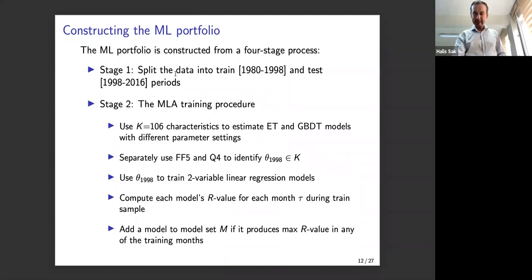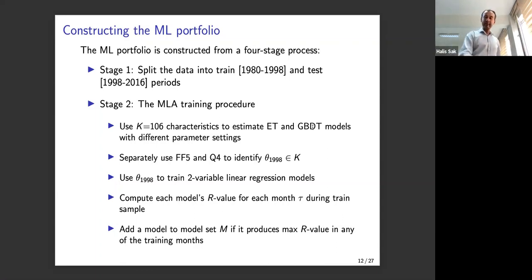And here we have an algorithm. I think I explained this, but let me just be fast here. Stage 1 is to split the data into 2. We have 1980 to 1998 data as a train, and 1998 to 2016 as a test. And in stage 2, we train the machine learning models. As I said, we have 106 characteristics in total. And we train extra trees and GBDT on all these characteristics. This is the advantage of decision trees. These are non-parametric models, and since this is non-parametric, it will work well if you use all these characteristics. Even if some of these characteristics have NaN values, not a number, it will still work. This is the advantage of these models.